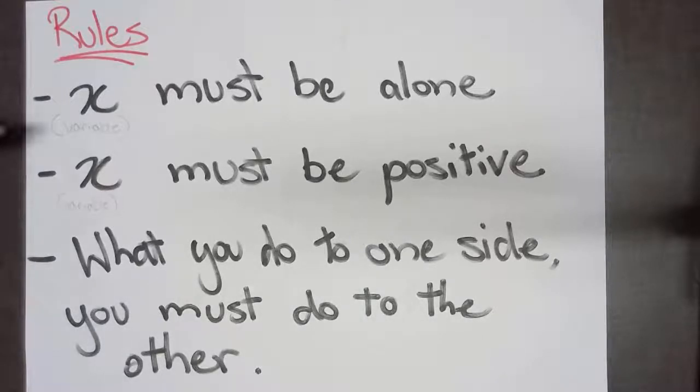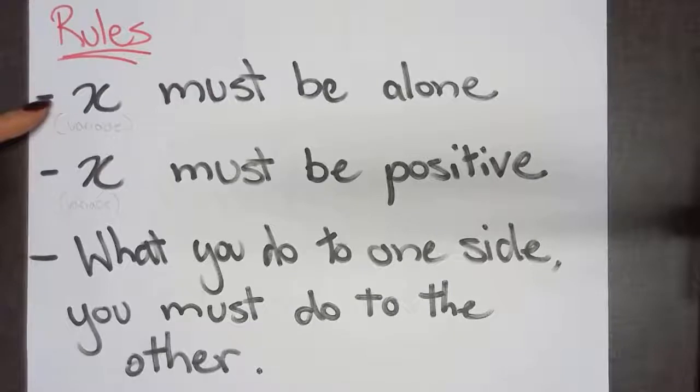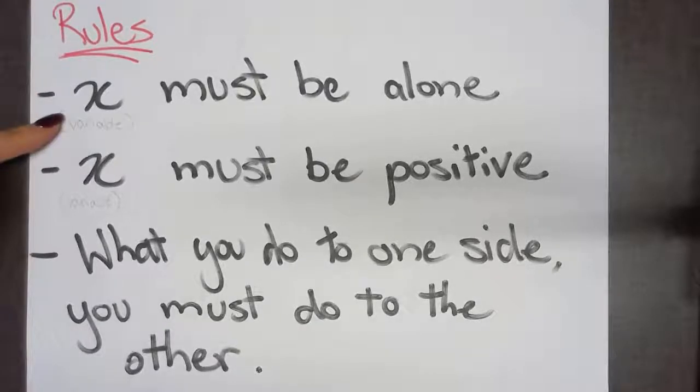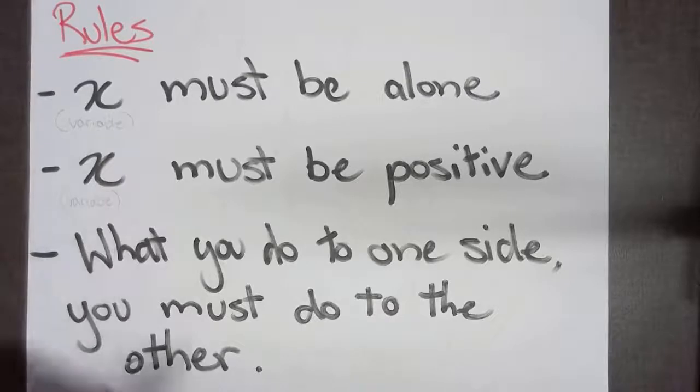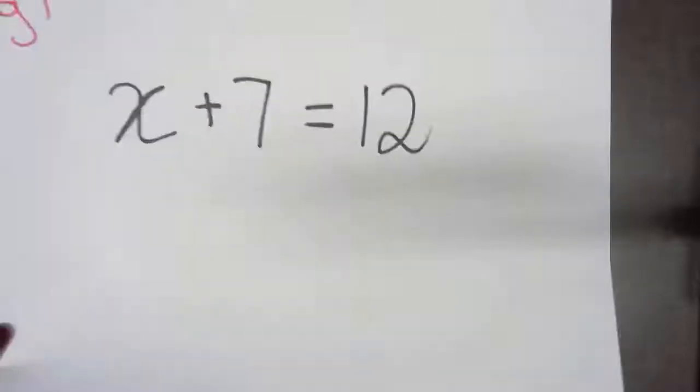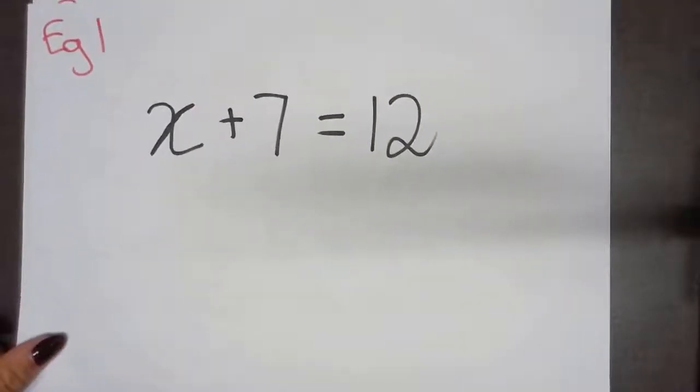Now, we've got x must be alone, and when I say x, I mean really any variable that they use. It always must be alone on its side of the equals. X must always be positive, and what you do to one side, you must always do to the other. So keeping those rules in mind, let's try a few.